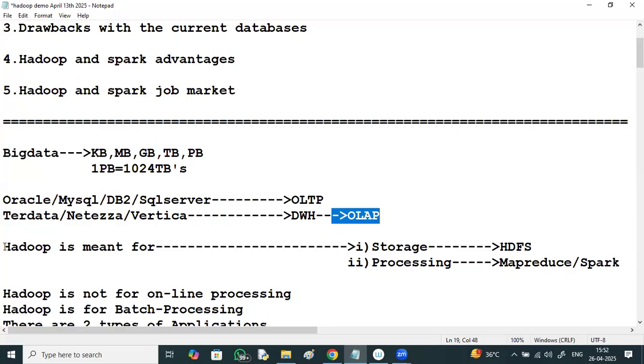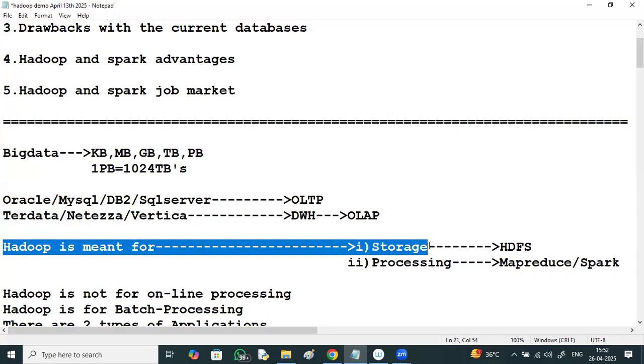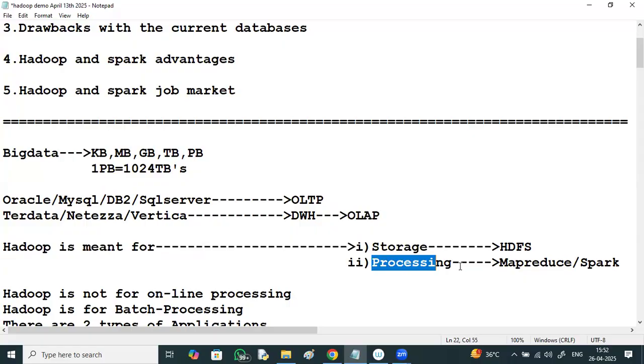So Hadoop is mainly meant for two things, storage and processing. For storage, HDFS, Hadoop Distributed File System. It is not using any database for its storage because databases have a lot of drawbacks. I'll discuss them one by one. Despite the drawbacks, Hadoop doesn't use any database. It is using a special kind of file system, Hadoop Distributed File System. And for processing, it is going with an execution model called MapReduce or Spark, Apache Spark.